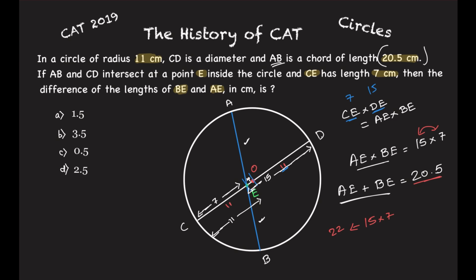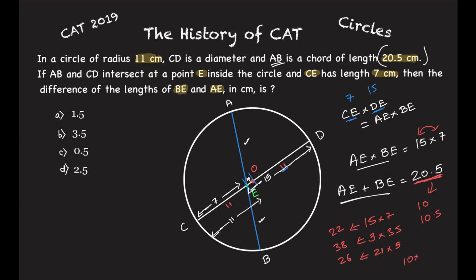Let's try writing it as 3 into 35, no, the sum will be 38, again going very wrong. If I write it as 21 into 5, will it work? No, it will be 26. I need to get the sum to be 20.5. And if you can see, the best way is to put this as 10 and 10.5.